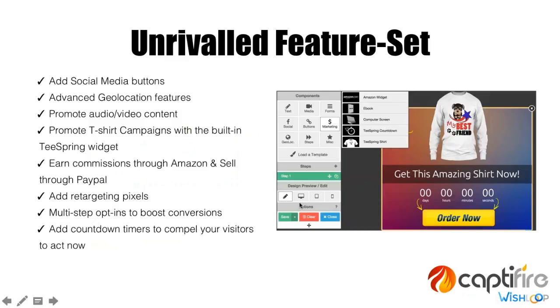And as you also know, it's got a lot of different integrations and features, and this is what we're going to be going through today. So you can add social media buttons, geolocation features, you can add videos, audio, you can integrate with your t-shirt campaigns with the Teespring widget, you can earn commissions using PayPal, using the Amazon integration, or you can integrate PayPal.